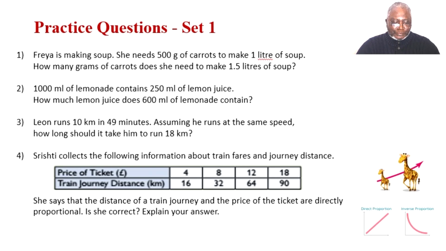Question 4. Shrishti collects the following information about train fares and journey distances. And you can see it there. Just read it carefully, study it, and look at the price and look at the journey's distance. She says that the distance of a train journey and the price of the tickets are directly proportional. Is she correct? Explain your answers.